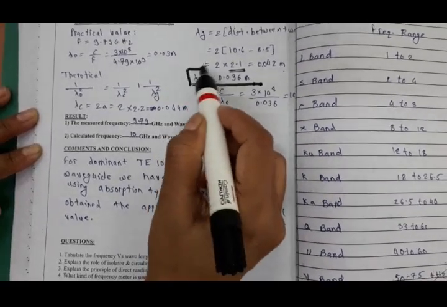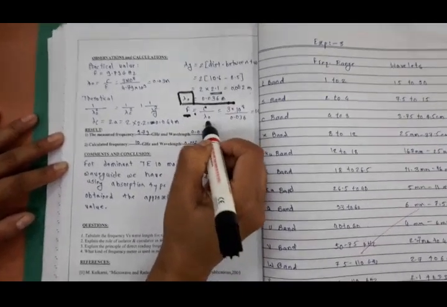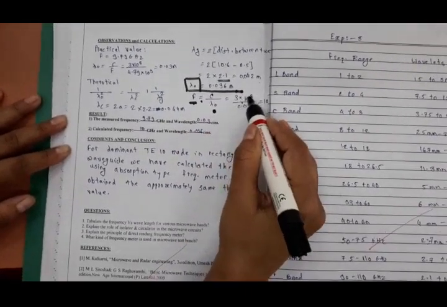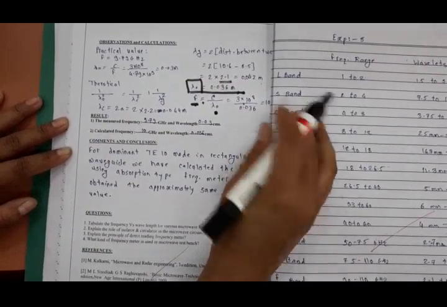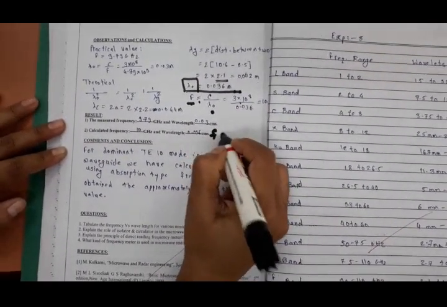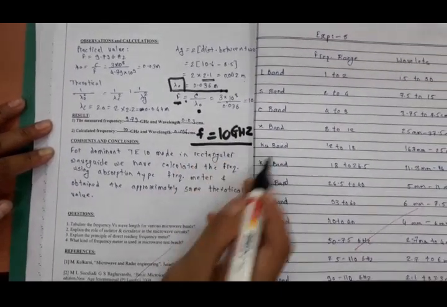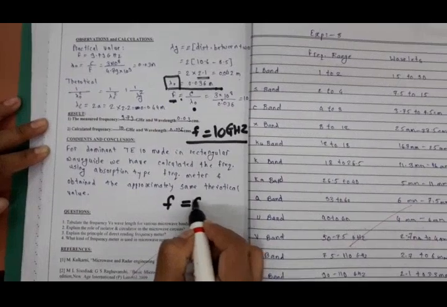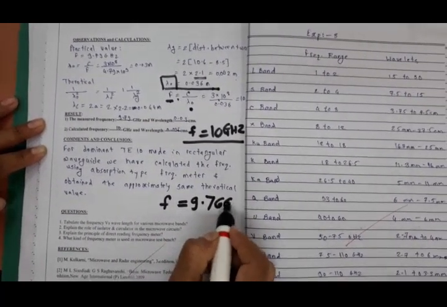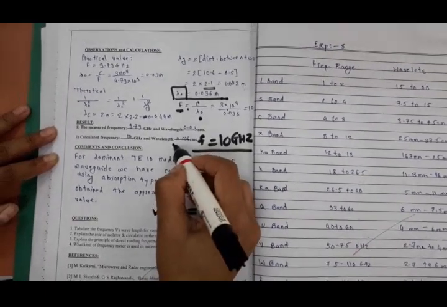Now lambda 0 is known to you. Okay. So how will you calculate f? So f is equal to c by lambda 0, meaning 3 into 10 raised to 8 divided by 0.036. So whatever comes here, frequency is equal to 10 gigahertz, and whatever we observed is 9.76 gigahertz. Okay. So this is our direct method and this is our indirect method.